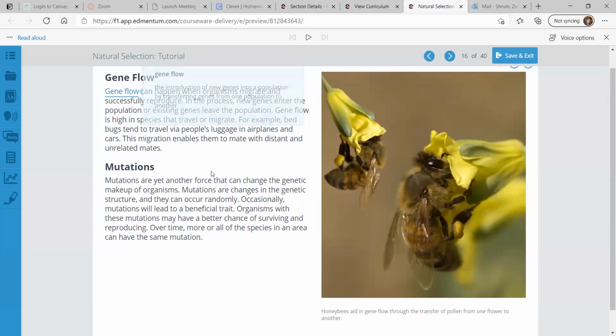Okay. Mutations. Mutations are yet another force that can change the genetic makeup of organisms. Mutations are changes in the genetic structure, and they can occur randomly. Occasionally, mutations will lead to a beneficial trait. Organisms with these mutations may have a better chance of surviving and reproducing. Over time, more or all of the species in an area can have the same mutation. So, honeybees aid in gene flow through the transfer of pollen from one flower to another. So this is an example of mutualism or some mutual benefit. This species interaction helps one another.